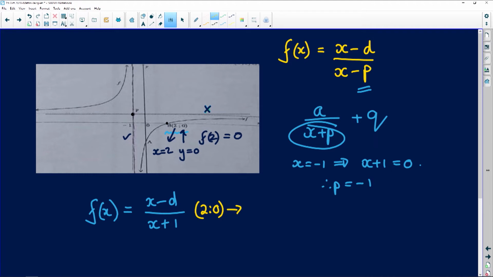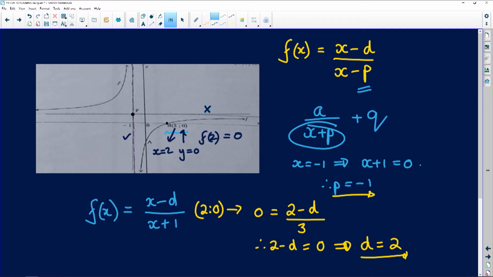f of 2 is 0, which is equal to, x is 2, so 2 minus d, divided by, x is 2, 2 plus 1 is 3. Now look at the beauty here. 3 times 0 is 0, so therefore 2 minus d is 0, which makes d equal to 2. Okay, so we've got p and we've got d. p is -1 and d is equal to 2.